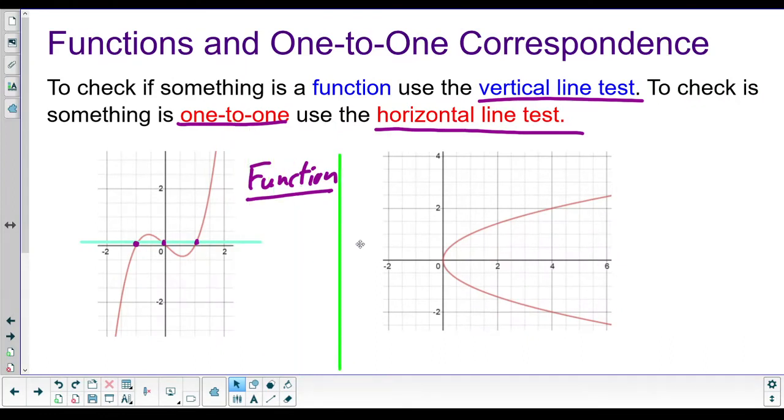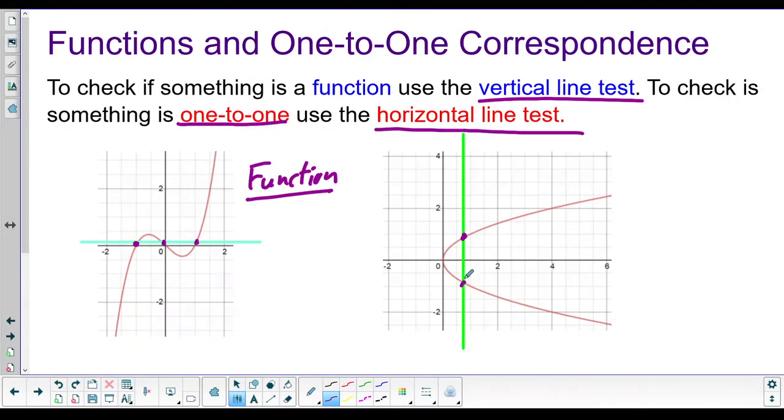Let's go look at this one. So if we do our horizontal line test, not touching, that's fine. It doesn't matter if it doesn't exist over there. But here, oh no, we're touching 2 times. 2 touches is bad. So this thing is not a function. Not a function. Okay? That doesn't mean it's not one-to-one though. It could still be one-to-one.